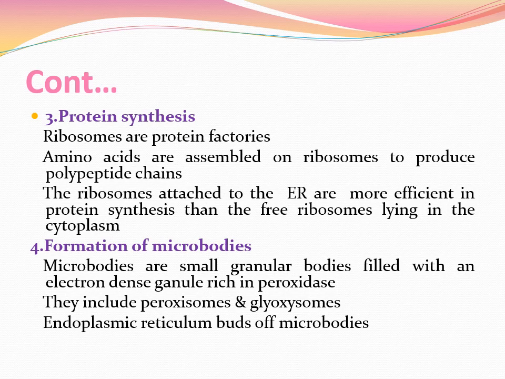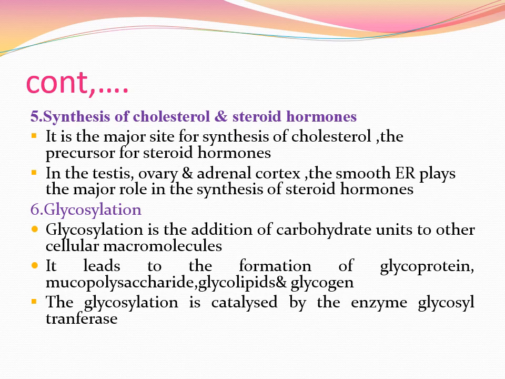Fourth one is formation of microbodies. Microbodies are said to be subcellular organelles, whereas the endoplasmic reticulum and mitochondria are said to be organelles. Microbodies are not as well defined as organelles, so they are said to be subcellular organelles. Microbodies are small granular bodies filled with an electron dense granule rich in peroxidase, and they include peroxisomes and glyoxysomes. The endoplasmic reticulum is the source that buds off microbodies, that is, only from the endoplasmic reticulum are microbodies formed.